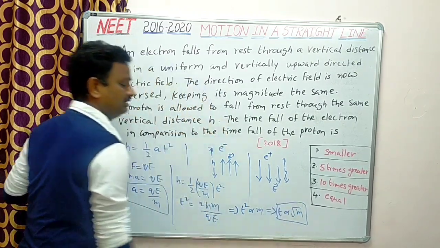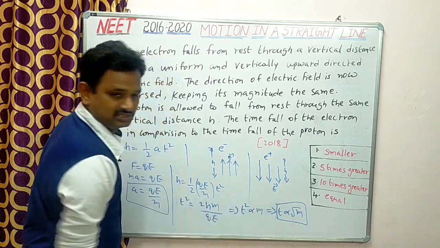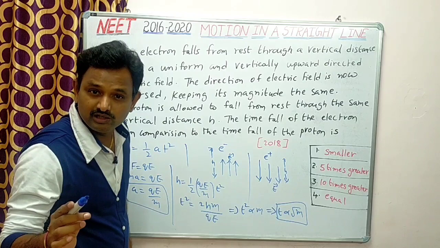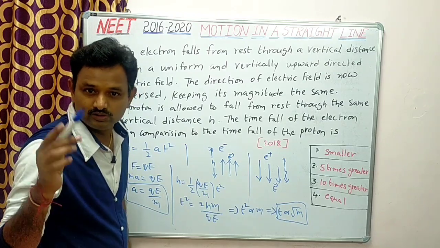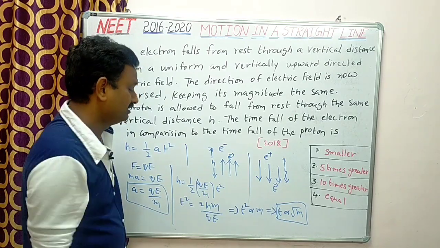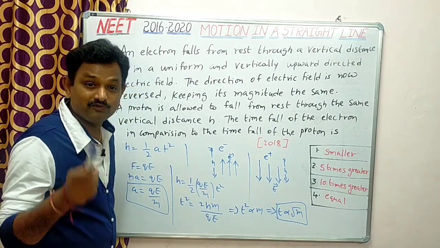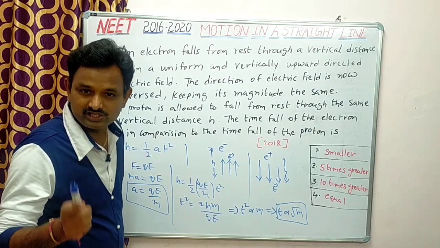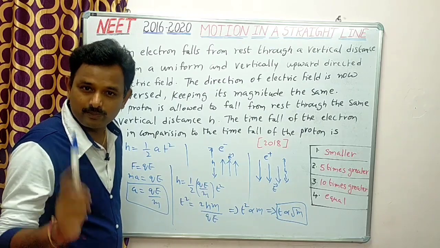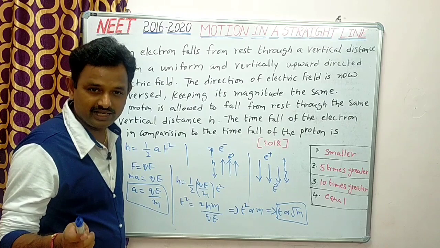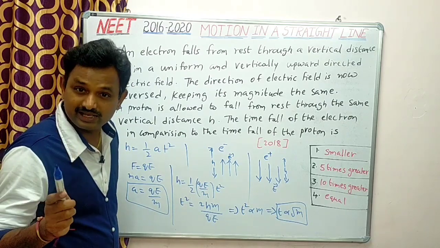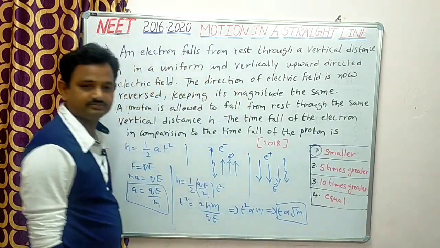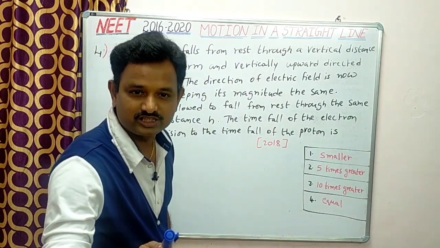That means here the mass of the proton is more. So the proton will take more time to reach the destination. So here the electron will take less time, that means smaller time to reach the destination. So if you compare time, the electron will take smaller time than the proton. So option 1 is the answer. Now I will do a shortcut for this problem.